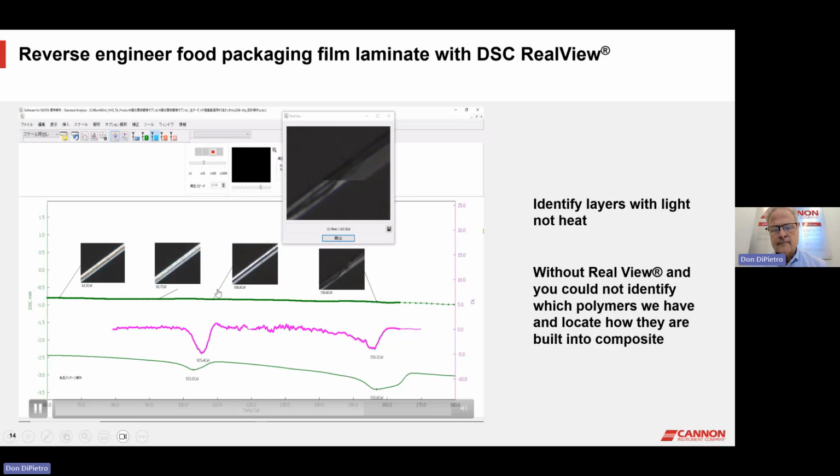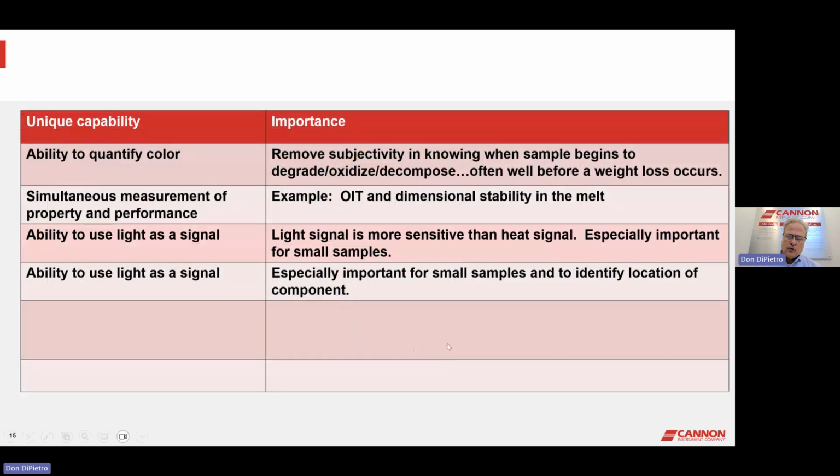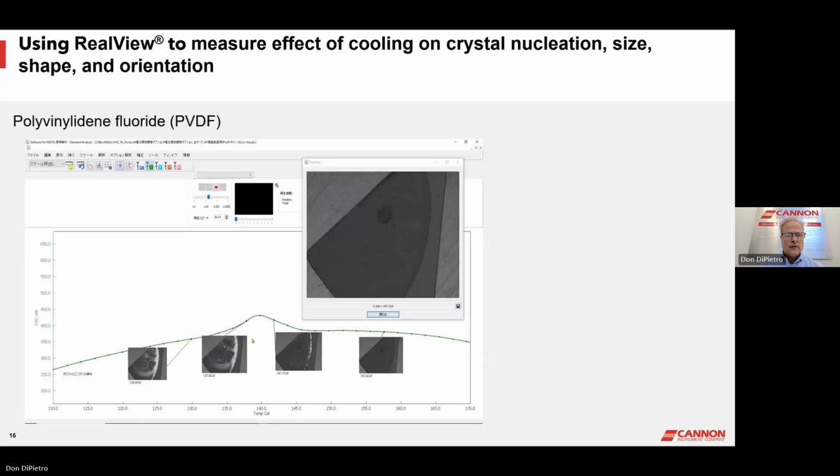And so the ability not only to identify small samples, but to identify the location of those components in perhaps a complicated multi-component system is unique. This particular example would require the microscope.